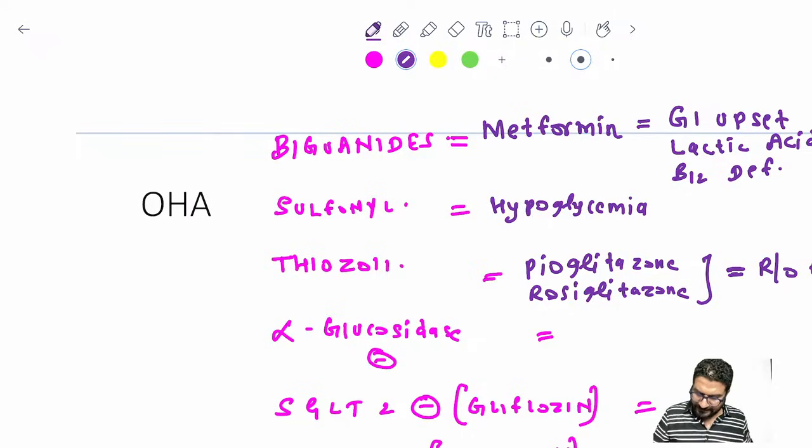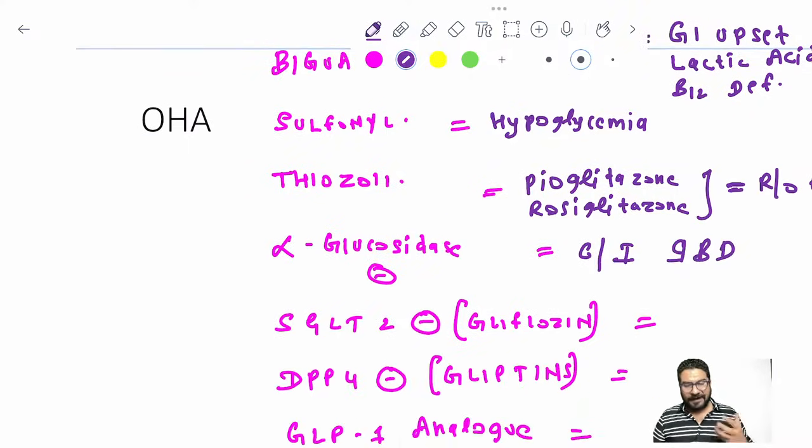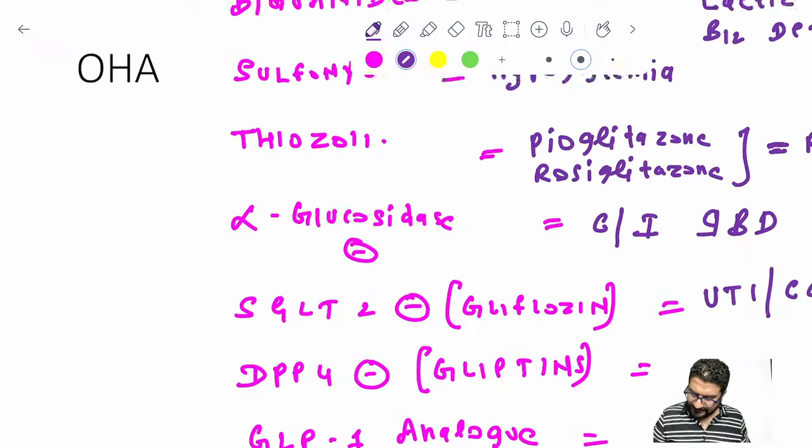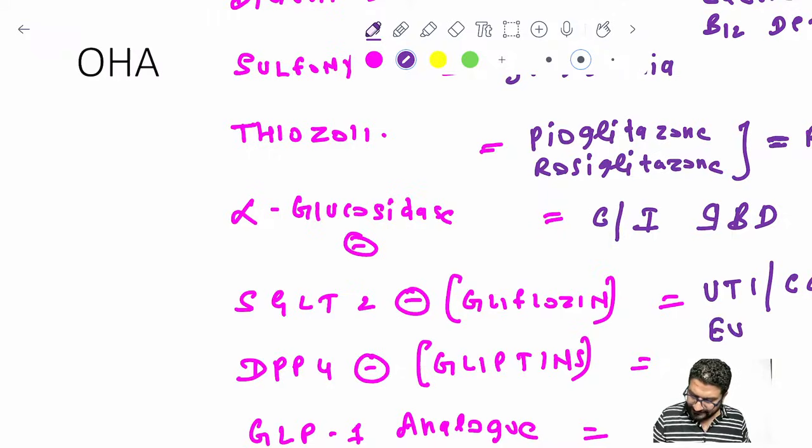Alpha glucosidase inhibitor, acarbose, voglibose. Remember these are contraindicated in IBD. This can cause flatulence. It's like in patients with ulcerative colitis, Crohn's disease, you should not give. Gliflozin, understand, they can cause UTI. Sometimes they will not give UTI, they will give you vaginal candidiasis. Then expected thing is it can cause euglycemic ketoacidosis.